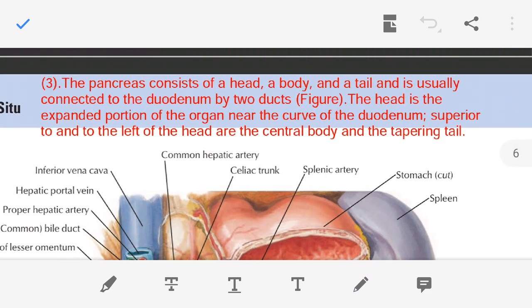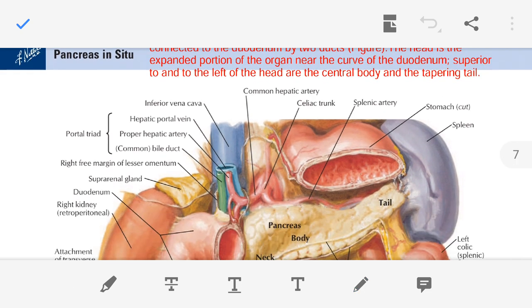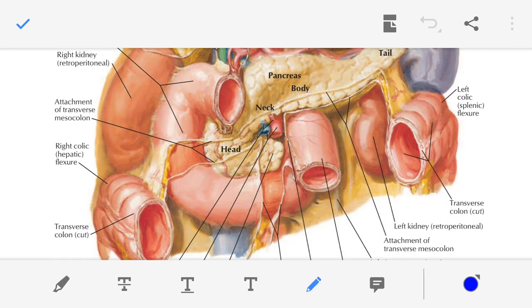Now where the head is present: first of all, the head is the expanded portion of the pancreas and it is present near the curve of the duodenum. Here in the figure, this is the duodenum, the C-shaped organ, and close to this duodenum the head is present.